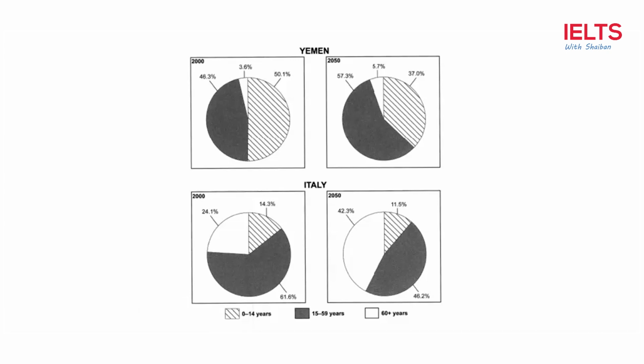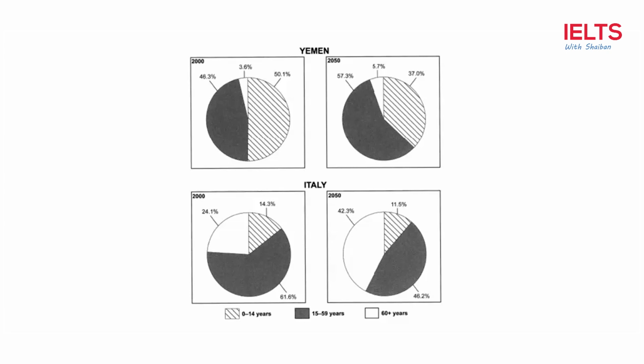So for example, I can say that almost half of the Yemenis, nearly half of the population, were from 15 to 59, a very high percentage, almost 0.5, were young people, and this figure is going to increase even further in the future, in the year 2050.